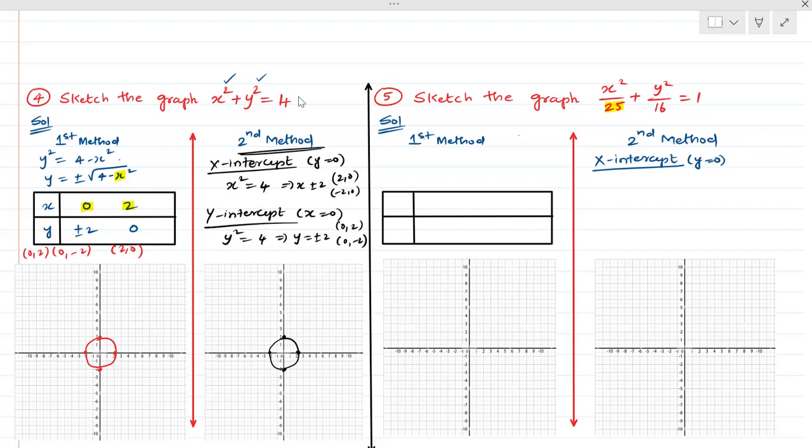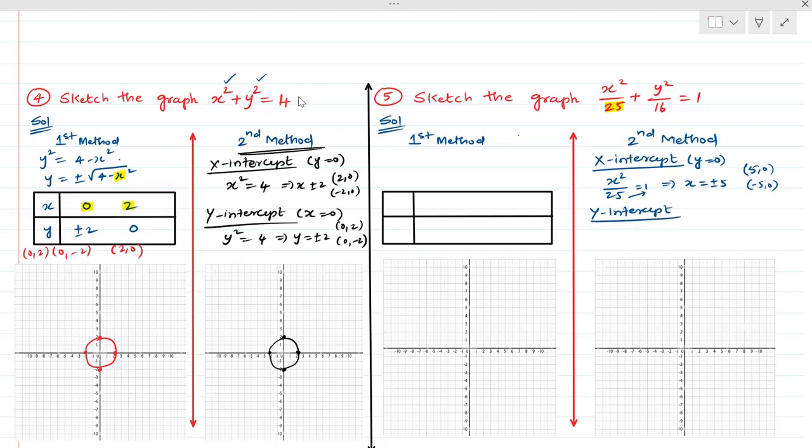So put y equals 0 for the x-intercept. The whole y term will be 0. You will get x square over 25 equal 1. If you cross multiply, you will get x square equal 25. Take the square root, you will get x equal plus or minus 5. You will get 5 comma 0 and minus 5 comma 0. This is the x-intercept.